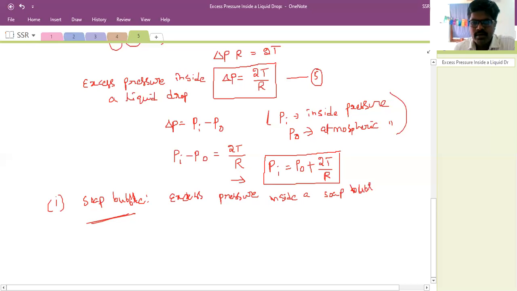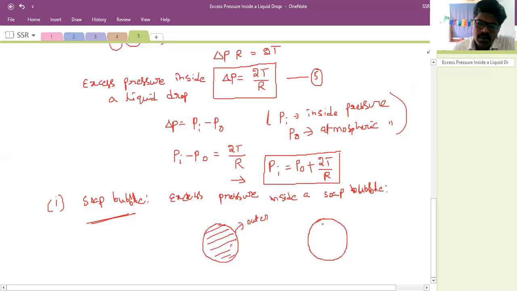What is the difference between a liquid drop and a soap bubble? A liquid drop is fully filled with liquid, so the free surface is only the outside surface. Now take a soap bubble. The soap bubble is empty inside also. Let us say there is an inside layer and an outside layer, with a certain thickness. Inside also air will be there, outside also air will be there. That means a soap bubble has two surfaces.